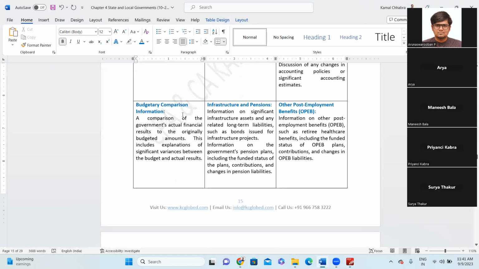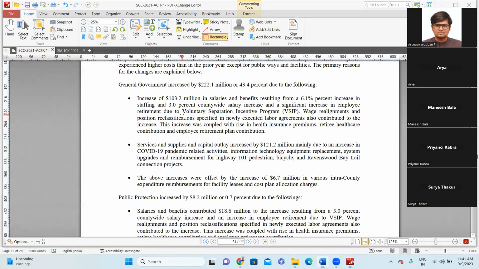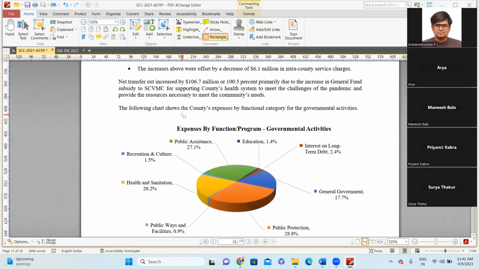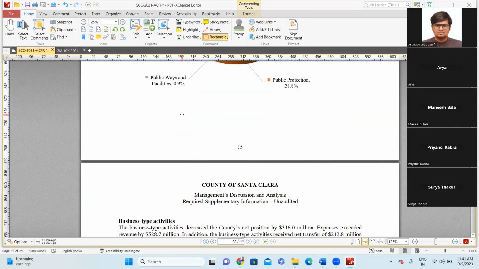Now coming to the fourth point, budgetary comparison information. So this is also a very important one. Let me show you how it looks.